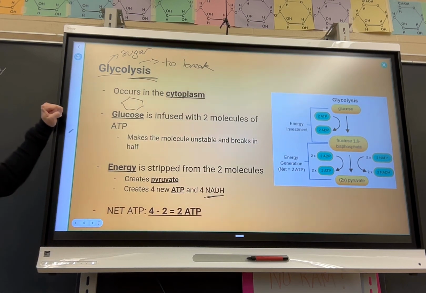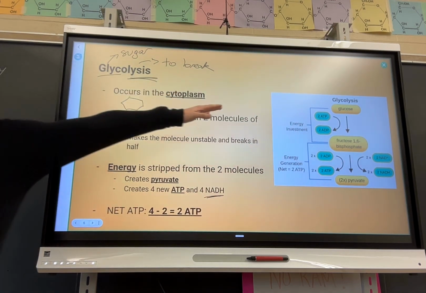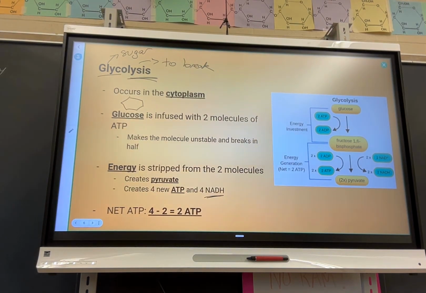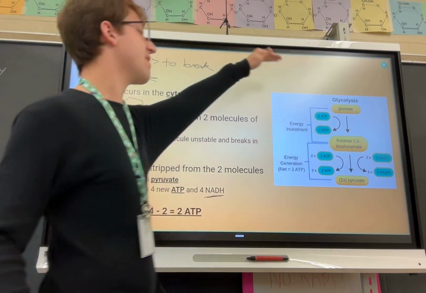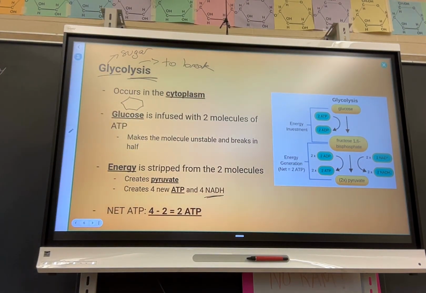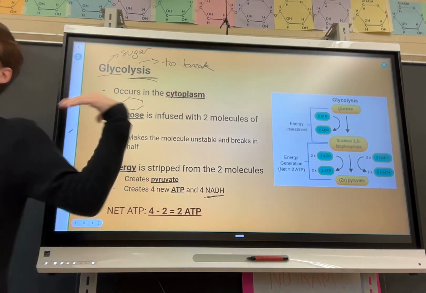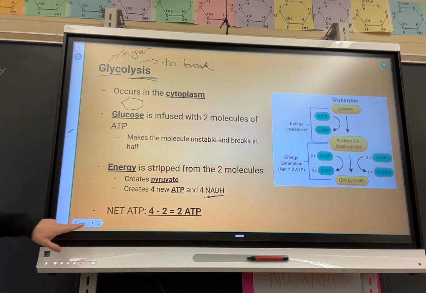ATP is an energy molecule, so it's going to add in the activation energy needed to get this whole thing kicked off. So the ATP is going to add the energy to start this reaction. So it's going to start it, and then we are going to get more than what we initially put in. So we are going to take 2, and we are going to get 4 out of it. We're going to net gain 2 ATP.